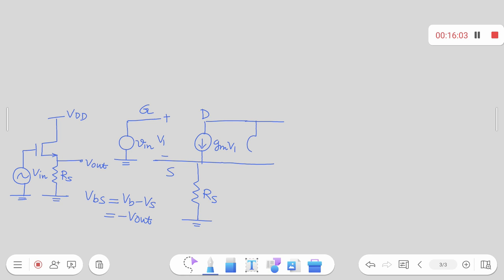Have another voltage dependent current source, GMB times minus V out, like this, but this is your out terminal and drain is connected to AC ground, right? Clear? Now this particular current source, this particular current source.